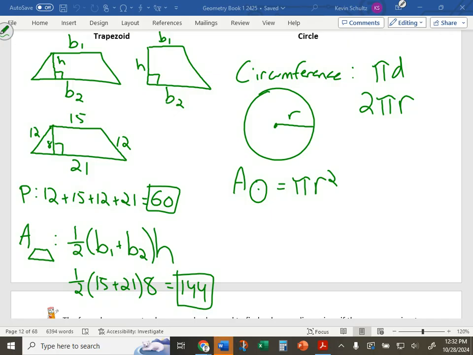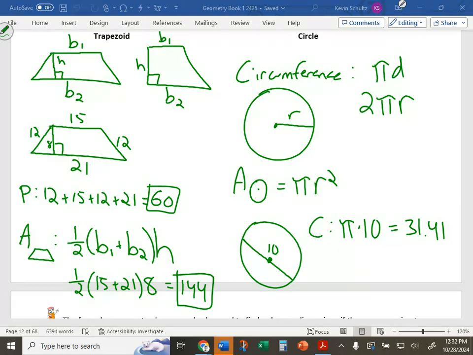So if we have a circle with a diameter of 10. For the circumference, you can take pi times 10. You can round that to the nearest, usually hundredth, I suppose. So would that be 31.41? Yeah, approximately.